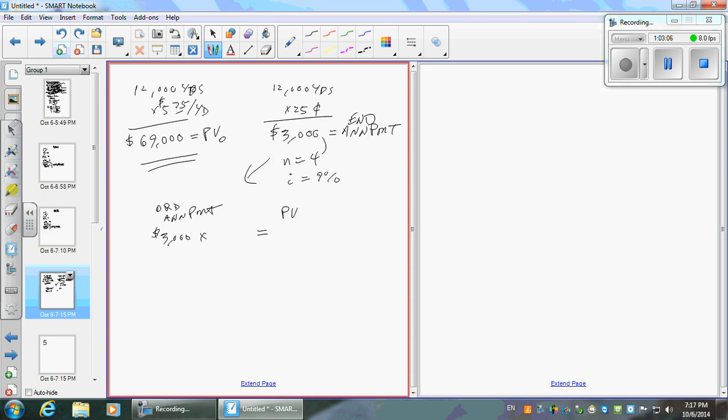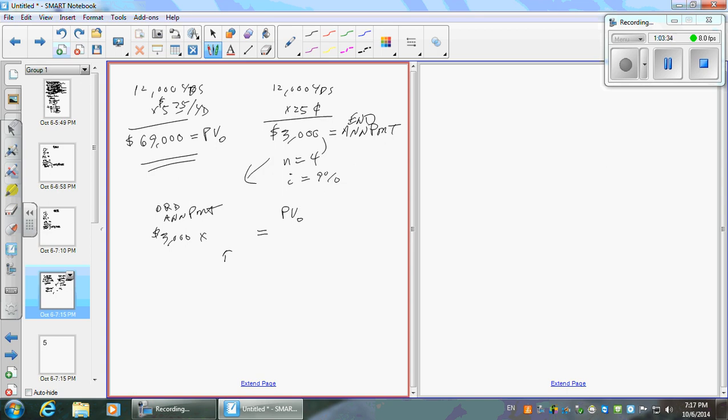What did I do wrong? Oh, down at the bottom it says 9% in the instructions. Read the whole problem. Yeah, okay. I even said it, but you're already working. I'm sorry. Okay, so 9%. We want to pick that up. So what I want to do is go find a factor for what? 9%, 4 periods. Everybody agree? What is that factor? This is a present value of an ordinary annuity.